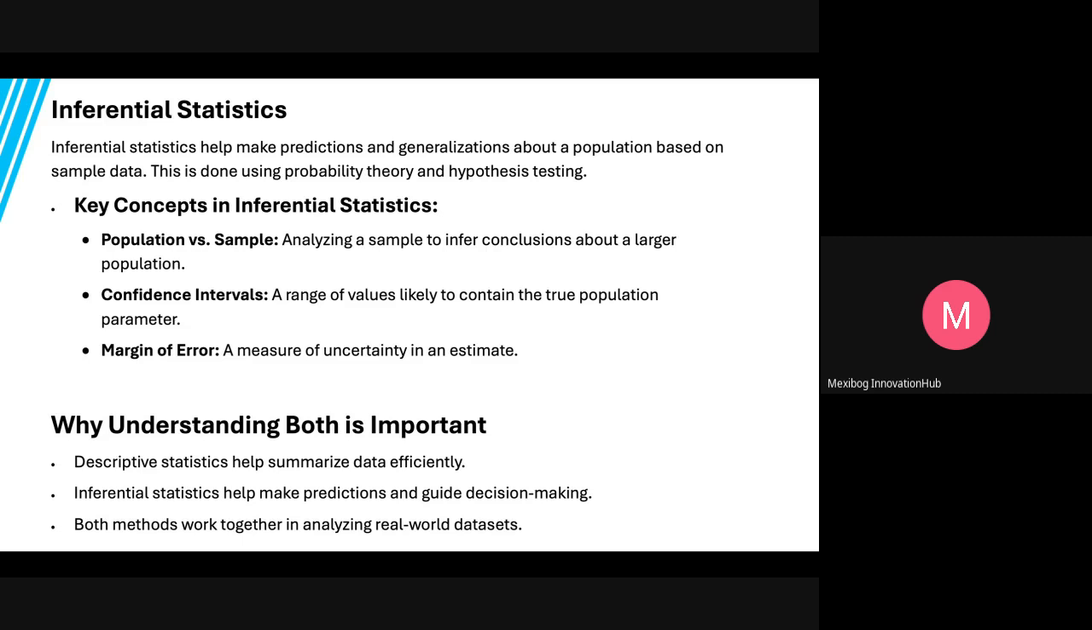Even if you're not going to apply it, there's no crime in learning this. So why is understanding both important? Why is understanding descriptive and inferential statistics important? Descriptive statistics helps summarize data efficiently, while inferential statistics helps make predictions and guide decision making. Both methods work together in analyzing real-world data sets.